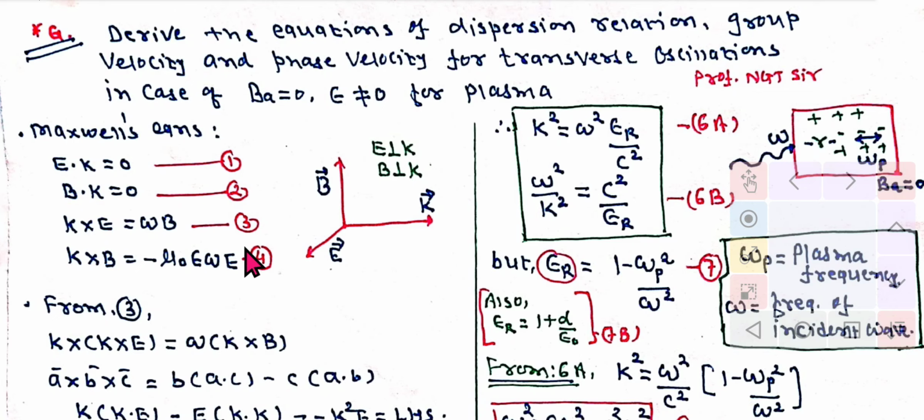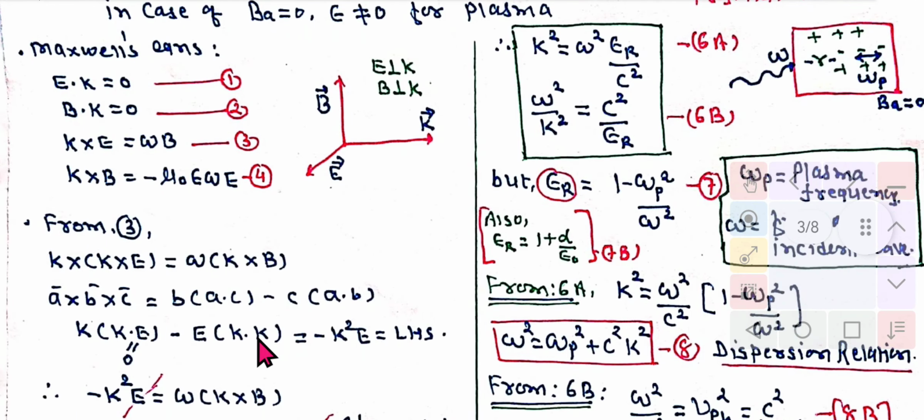Now from equation number 3 you can say K cross E equal to omega B. Let me take the cross product with K on both sides: K cross (K cross E) equal to omega K cross B. Then, using A cross (B cross C) equal to B (A dot C) minus C (A dot B), we get K (K dot E), and K dot E equal to 0.